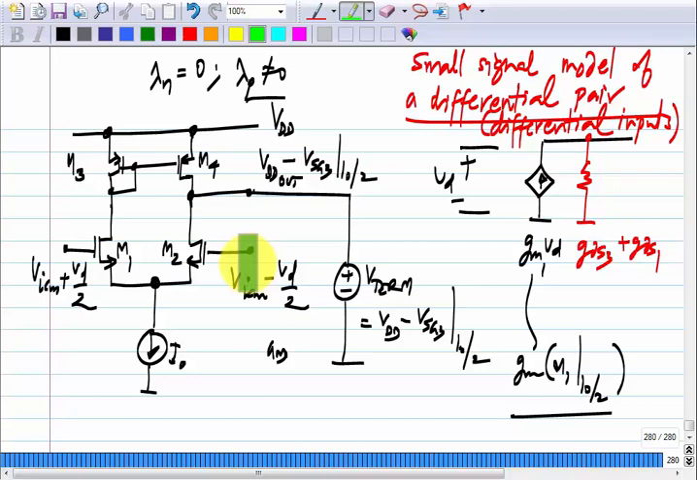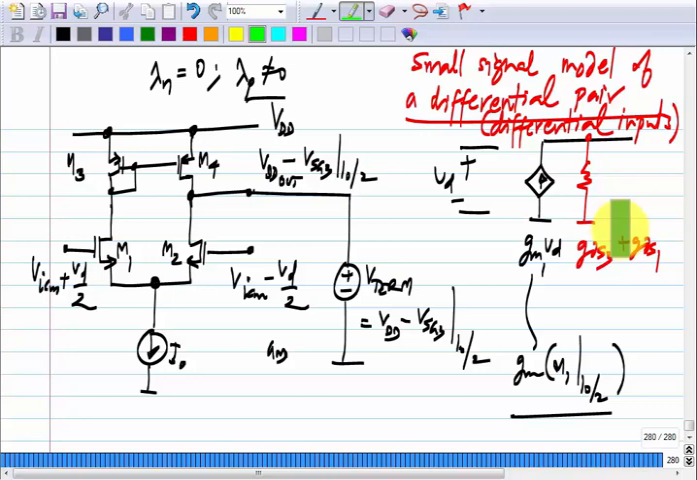What's that? Yeah, that is right. In this case, neither lambda n or lambda p is 0. Okay. I mean, if it is 0, that GDS will be 0. That is all. The expression is still correct. It is GDS1 plus GDS3. If lambda n happens to be 0, GDS1 will be 0. That is all. Okay. So, you have to calculate the GDS value from the lambda and the bias current that is flowing in the transistor.